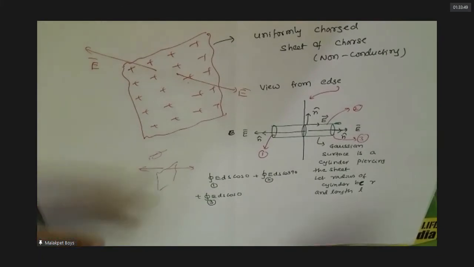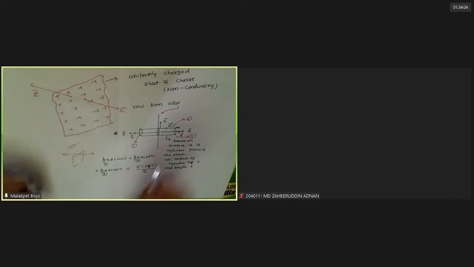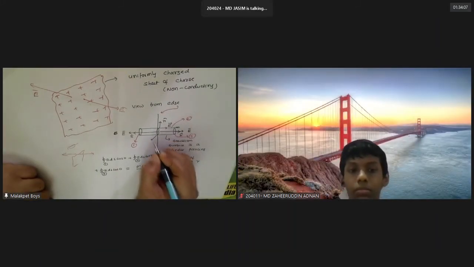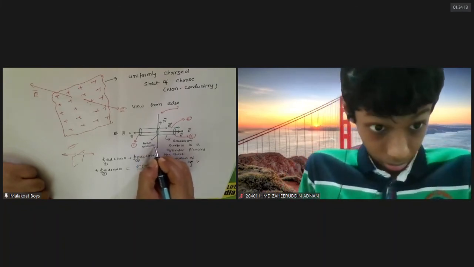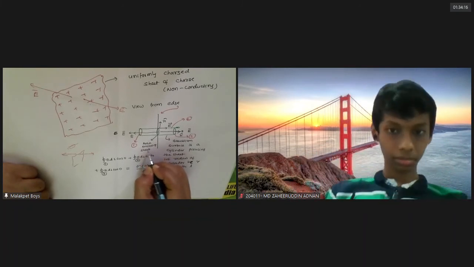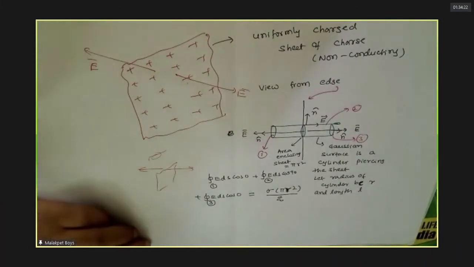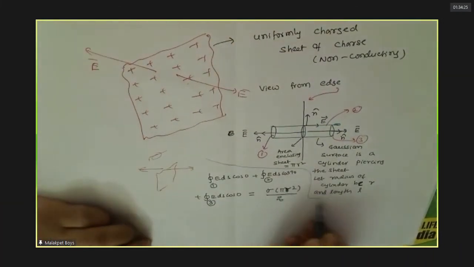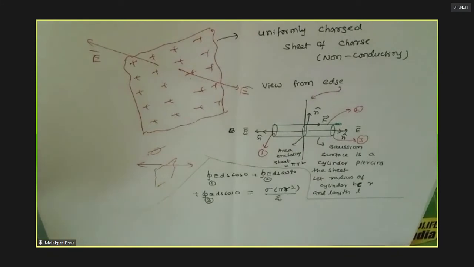Agreed. Charge enclosed. See, this is the charge, no? Sheet into what is the area enclosed? Pi r square, no? Any doubt is there till here? This is the area, no? That is nothing but pi r square only, no? Any doubt is there till here? No doubt, sir. Shall I proceed?